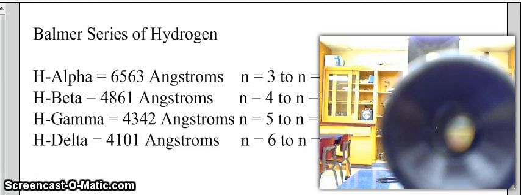And the last line we will look at is the H delta line at 4101 angstroms. That is when you have a transition in the hydrogen atom of the electron going from the n equals 6 excited state down to the n equals 2 excited state. These transitions give photons of visible light. That is why we can demonstrate this.